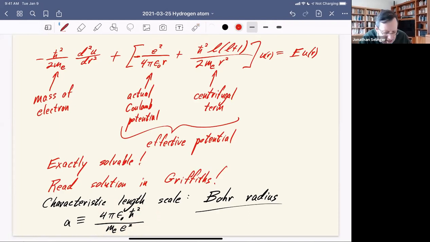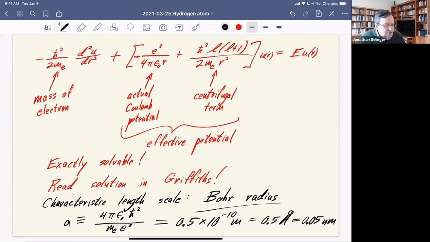And if you plug in the numbers, it's a specific number. It is 0.5 times 10 to the minus 10 meters. Or for people who like to work in angstroms, that's a half of an angstrom unit. Or for people who like to work in nanometers, this is 0.05 nanometers. So this is a characteristic length scale associated with that differential equation.